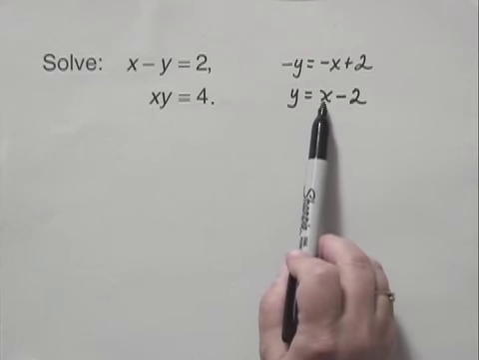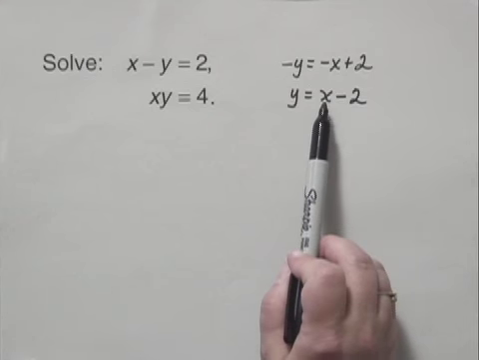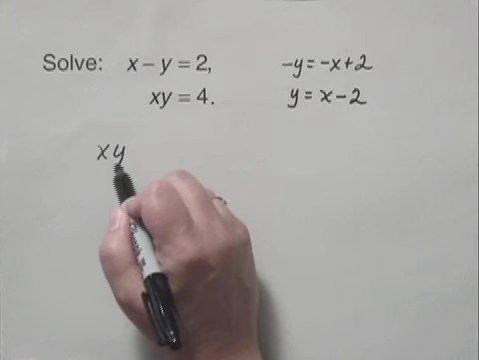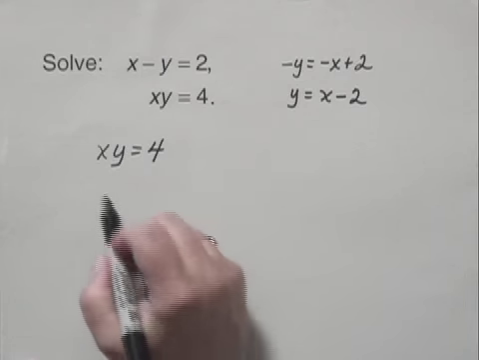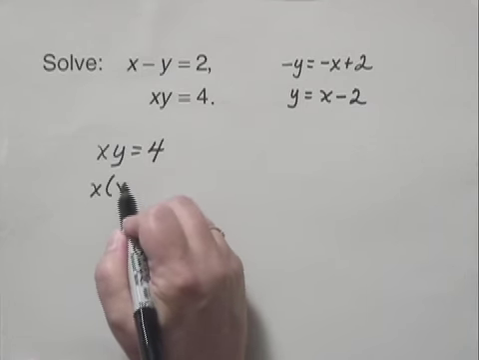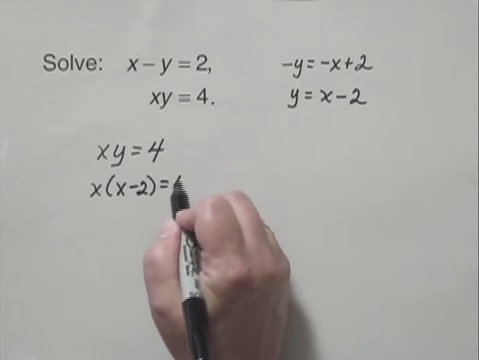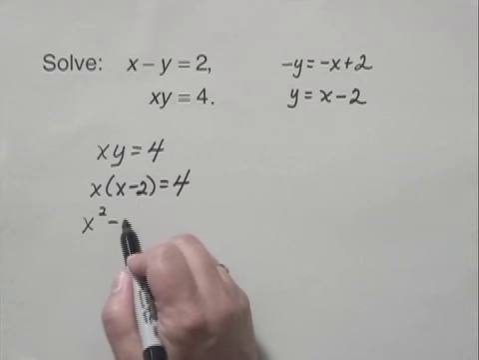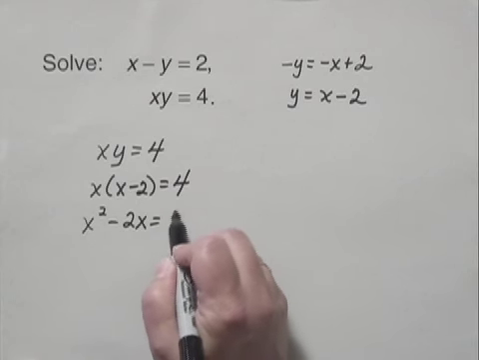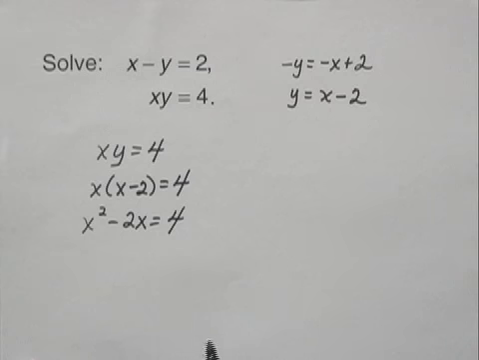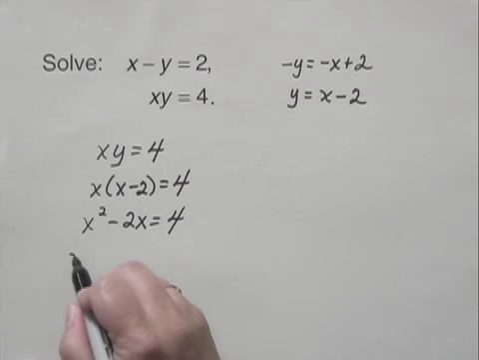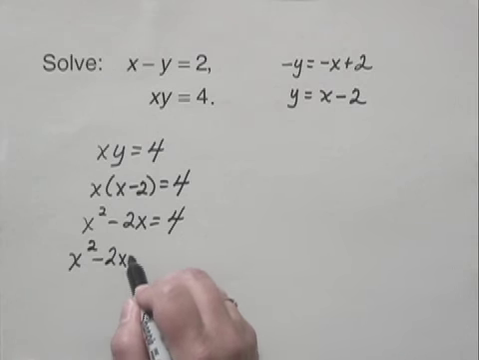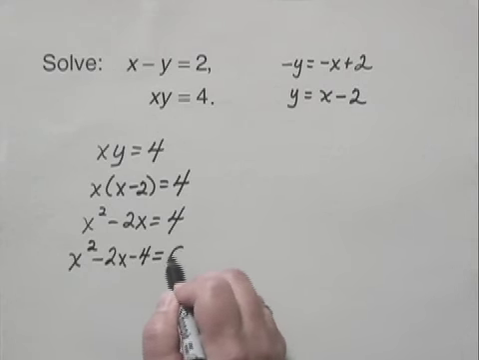We'll take this expression x minus 2 and substitute it for y in the second equation. So instead of x times y equals 4, we will have x times x minus 2 equals 4. And then we will multiply: x squared minus 2x equals 4. This is a quadratic equation, so we'll subtract 4 from both sides to get a 0 on one side. x squared minus 2x minus 4 equals 0.